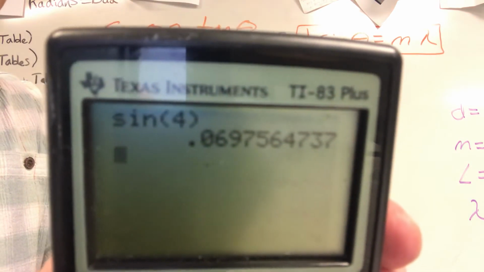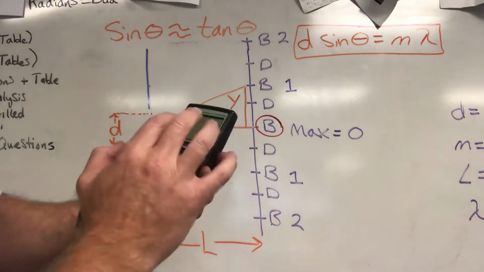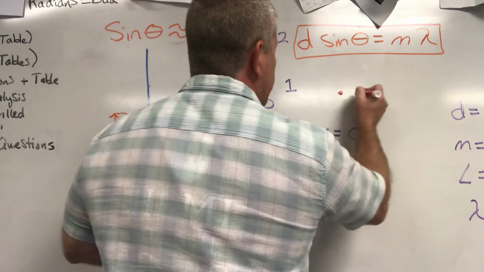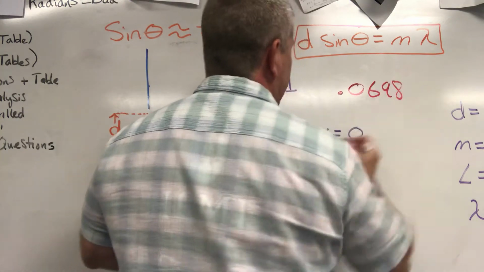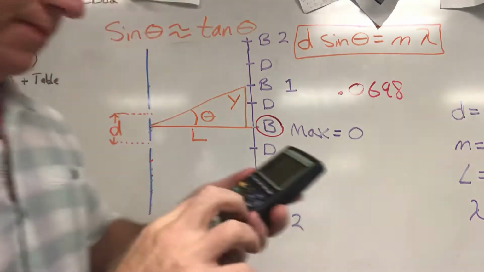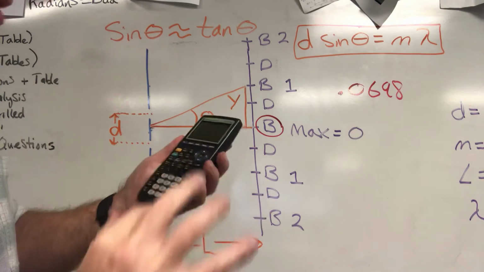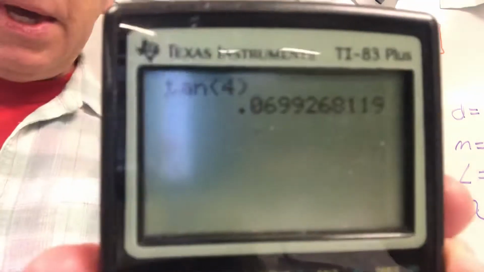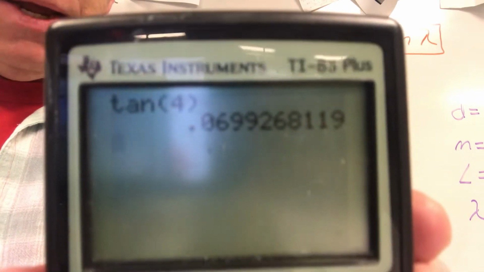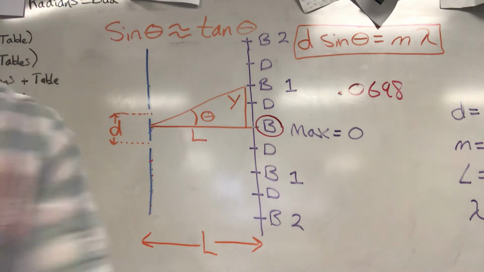0.0697, we'll round that 7 off, so 0.0698. That's the sine of 4 degrees. Let's do tangent. Okay, tangent of 4 degrees, you can see it, don't trust me, 0.0699. Okay, check it out.